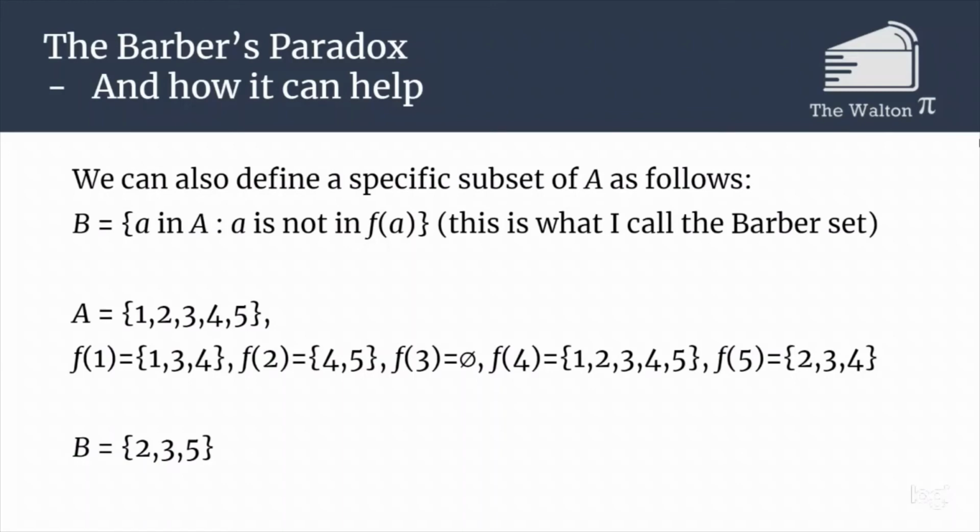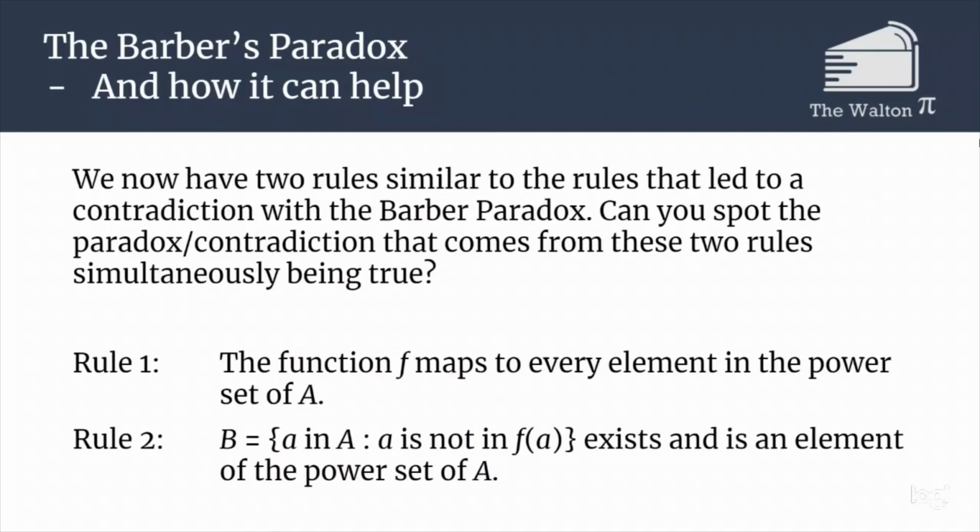Now, let's go through and use this to show how we can get our contradiction. So if we have our two rules, where rule 1 is that the function f maps to every element in the power set of A, and rule 2 is that the Barber set exists and is an element of the power set of A, can we see if we can spot how we might get a paradox or contradiction that comes from both of these rules being true at the same time? Take a moment, try and figure out what that contradiction might be.